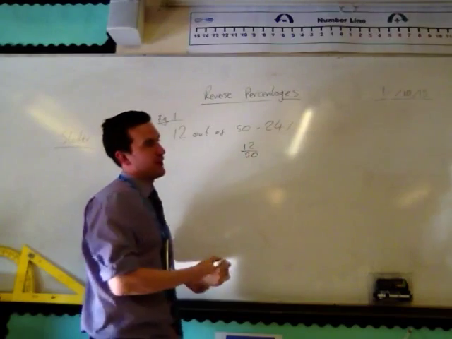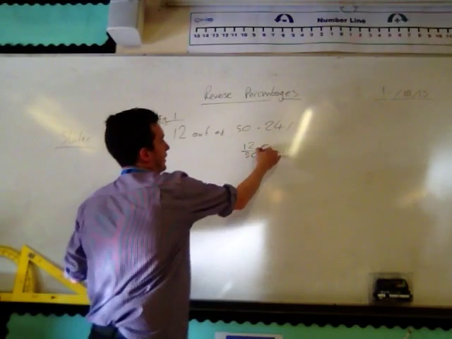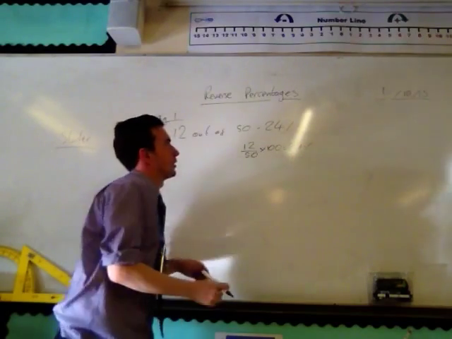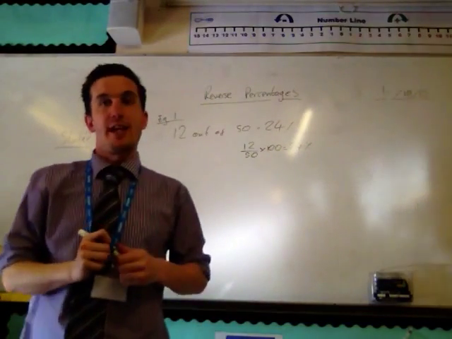If you needed to use a calculator to work that out, you do the amount you got divided by the amount that was available. So 12 divided by 50 times 100, and that's going to give you 24. And then you can put your percent on. That's your score.